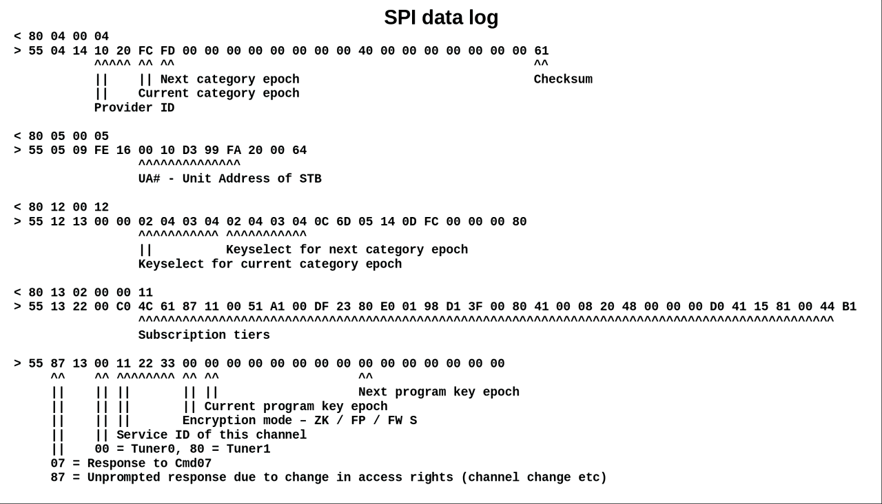By logging the SPI bus between the main controller and the ACP, we see that information about the current access levels is sent from the ACP. The ACP also receives EMMs via the SPI bus. EMMs have been filtered by the unit address number, or the set-top box serial number, so the ACP only receives messages that are intended for that specific unit. Command 04 includes the current category key epochs and key selects in use. Command 05 includes the unit address number. Command 13 returns the authorized subscription tiers for this unit. Commands 07 and 87 provide information about the channel currently being decrypted.